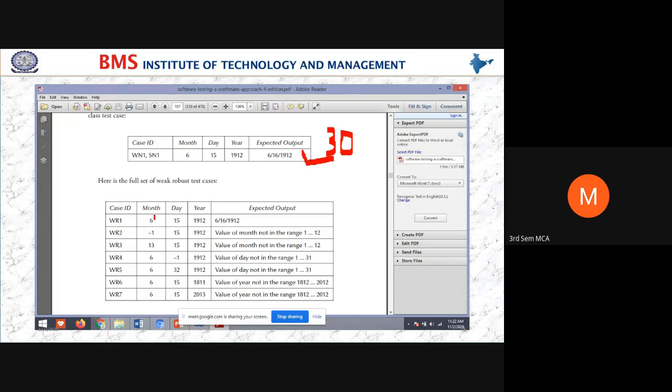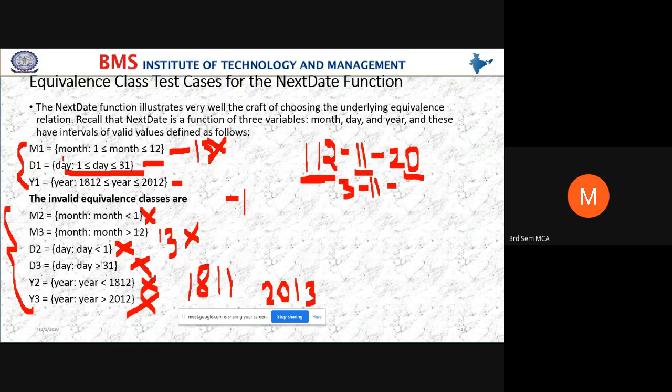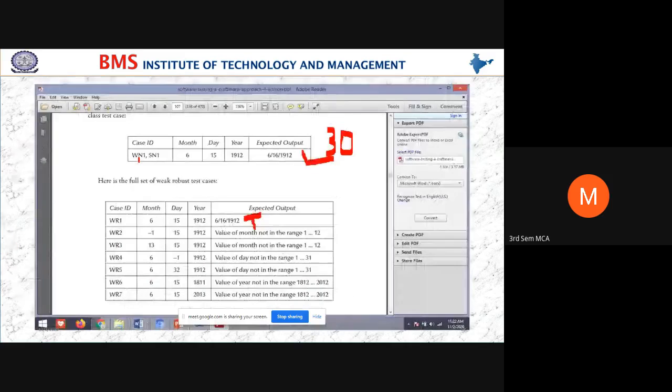Next. Here, weak robust test cases. The first condition is true. It is passed. Next case, month is -1. Day is 15. Year is 2000. Is it true? No. Why? Because the month value is not within the range. What is the range of month? 1 to 12. But here the month value is not within the range.